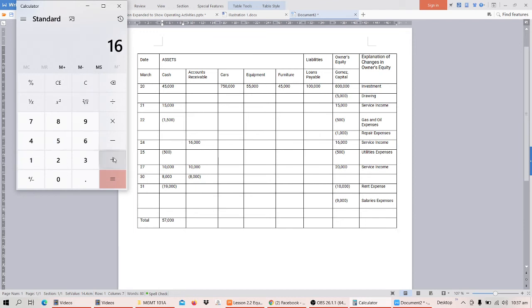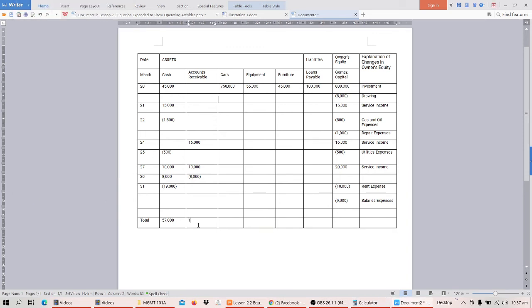Okay, so your accounts receivable, 16,000 plus 10,000 minus 8,000. So total of your accounts receivable is 18,000. Okay. Cars or the vehicles remain as it is, 750,000. Your equipment, 55,000, the same. Your furnitures, 45,000. Okay. Your loans payable, 100,000.